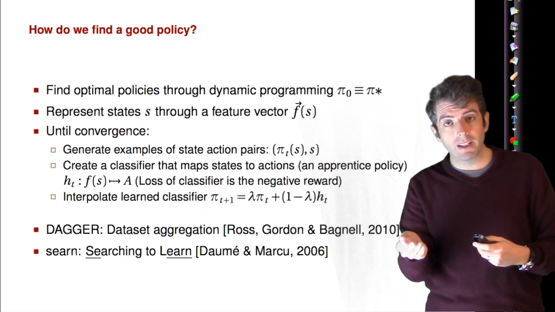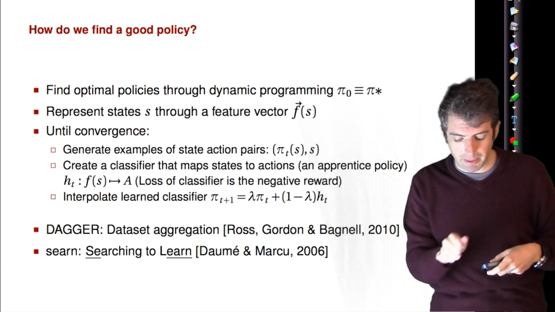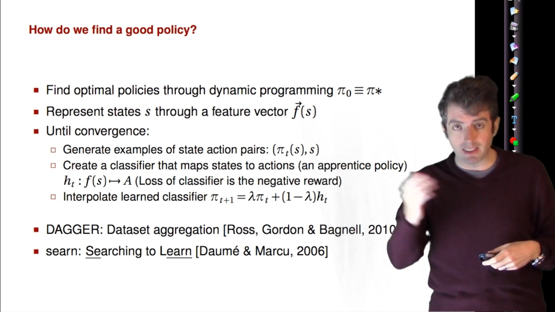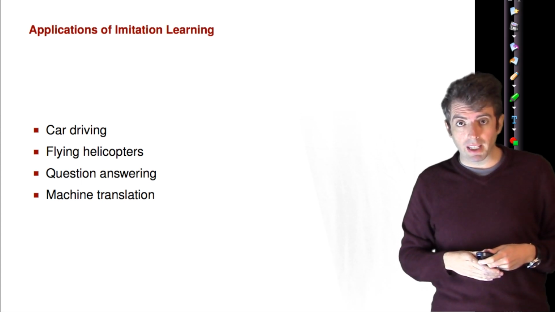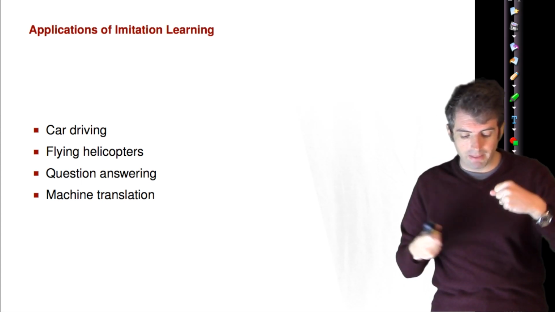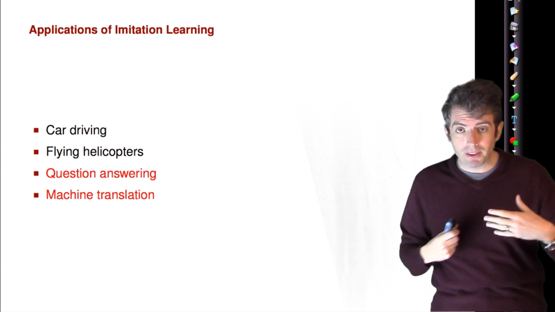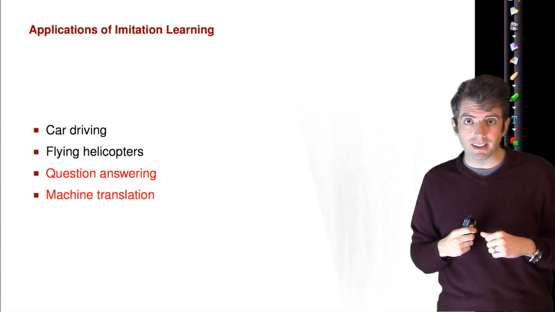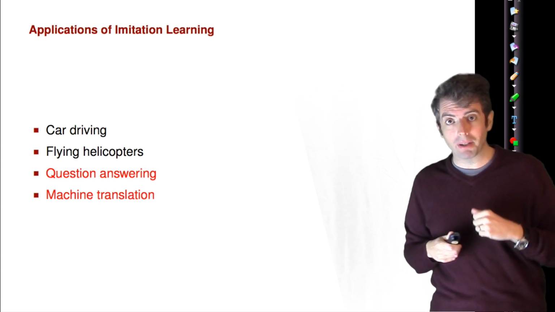And so there are a number of ways to do this. We're going to be talking about SEARN from Daumé, but there are other related algorithms that do similar things, such as DAgger. So these systems have been used for a number of different applications, including flying helicopters, driving cars. Some things that I personally have worked on is doing question answering and machine translation. And since I know these examples a little bit better, I'm going to talk about these.